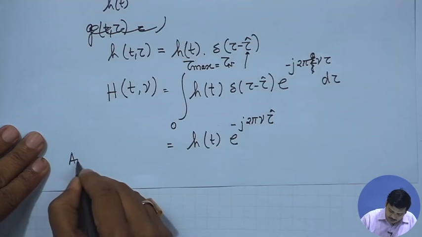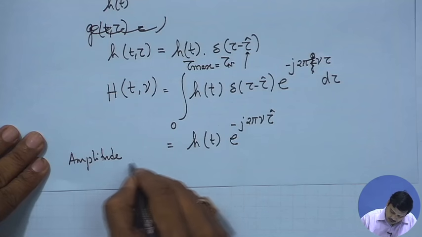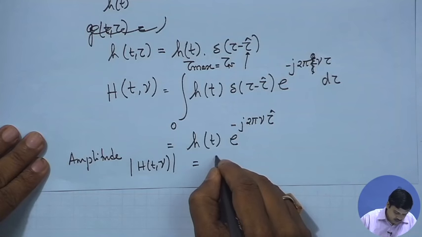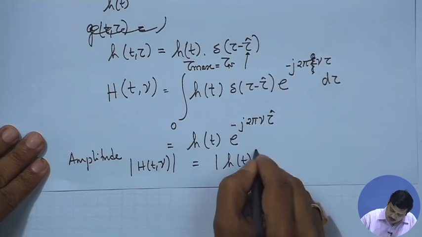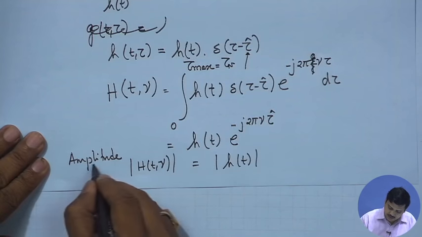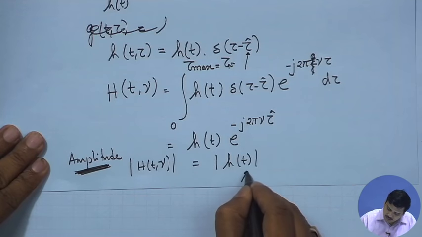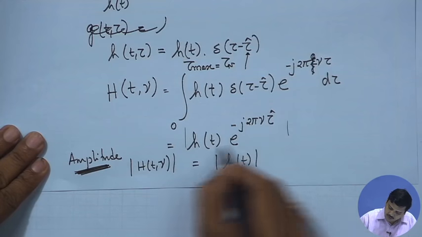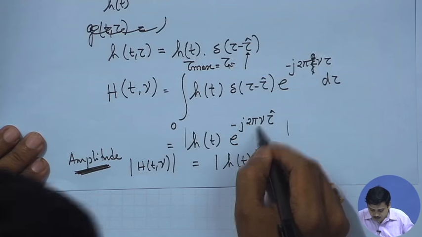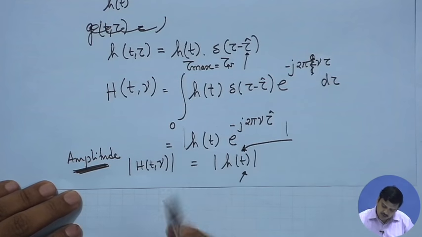If you look at the amplitude of this, that is the mod of h of t comma nu, what you would get is the modulus of h of t, because this modulus is unity. So what we see is that the amplitude response of this particular expression is not dependent on nu, because when we take the modulus, this is becoming unity. So this is independent of the frequency, however it varies with time.